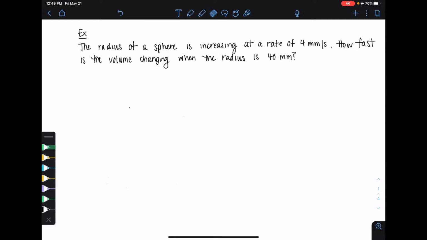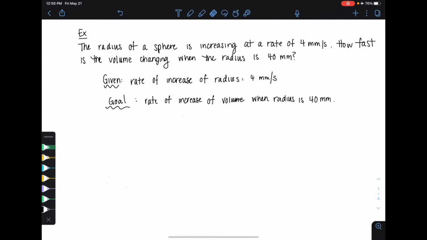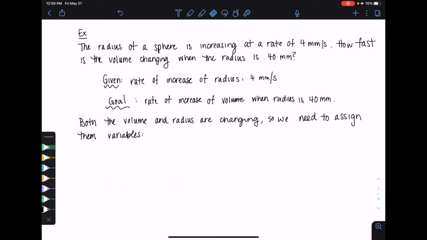So in all of these cases, you're going to be given some piece of information and you're going to have some goal. So I always recommend writing this out, whether it's in terms of words or variables. To start, I'm going to do words, and then we'll translate it over to variables. So our given is we're given the rate of increase of the radius. So that's 4 millimeters per second. The goal is we want the rate of increase of volume specifically at the moment when the radius is 40 millimeters.